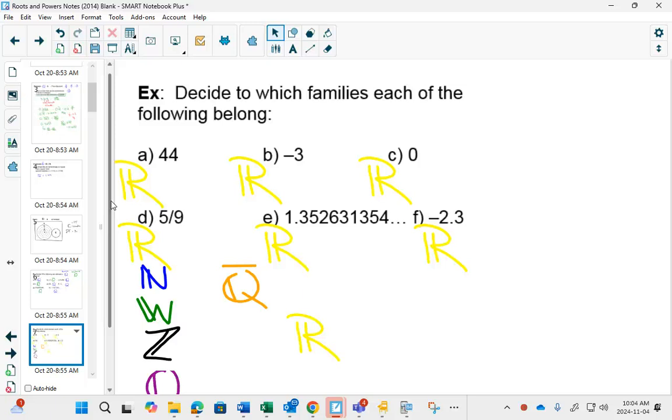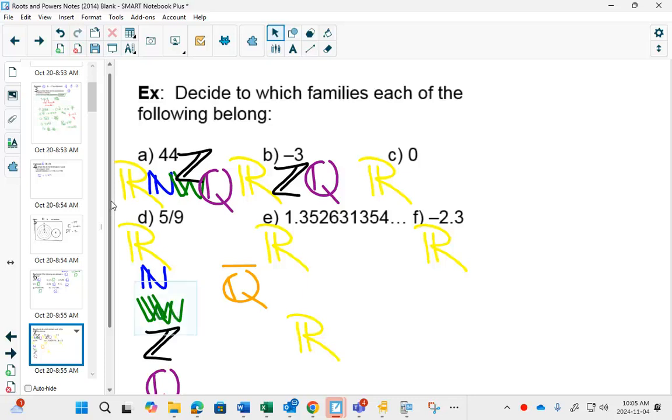When I look at 44, is 44 a natural number? It is. And because it's a natural number, it'll also have the whole number, the integer, and the quotient. So there's going to be 5 families that the number 44 belongs to. Negative 3. Negative 3 is not a natural number. It's not a whole number, but it is an integer, which means underneath it, it will also include the rational numbers. 0 is not a natural number, but it is a whole number. And since it's a whole number, it'll include all of these ones underneath it as well.